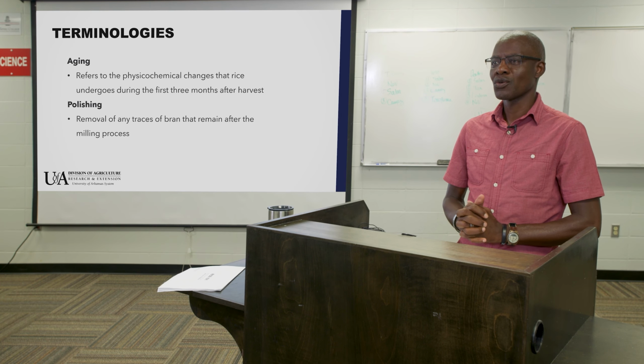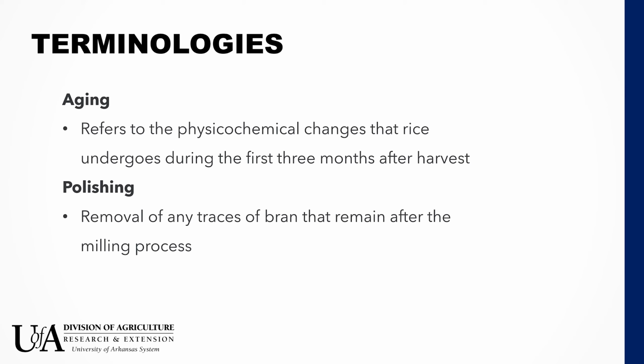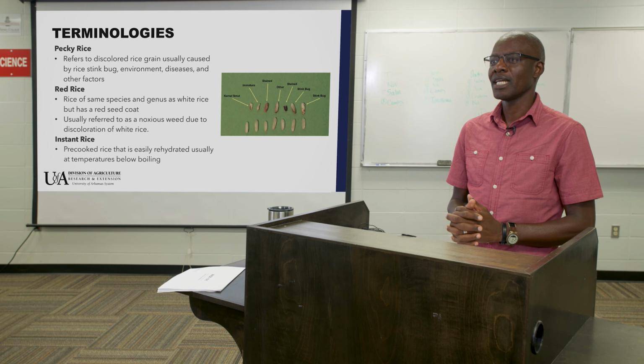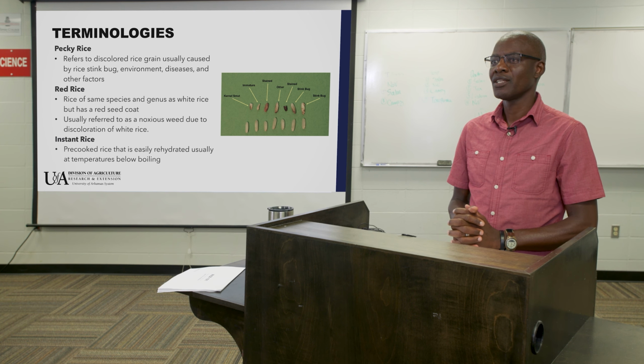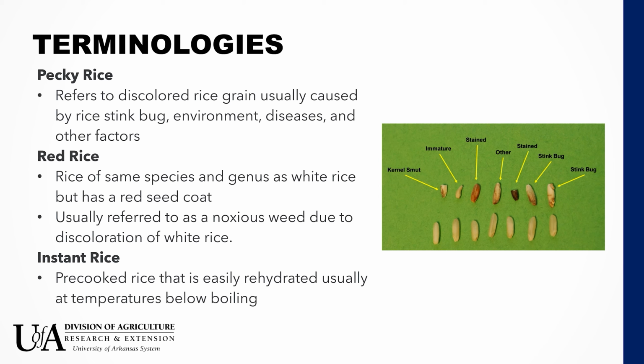The other terminologies that you also find out there are called aging. Aging basically refers to some physicochemical changes that rice undergoes during the first 3 months after harvest. Polishing is another term that you'll find, especially in the milling industry. This involves the removal of any traces of bran that remain after the milling process. Then there's what we call pecky rice. This is rice that is discolored and usually caused by things like rice stink bug, some environmental conditions, diseases, or other factors that may change the surface color characteristics of the rice.